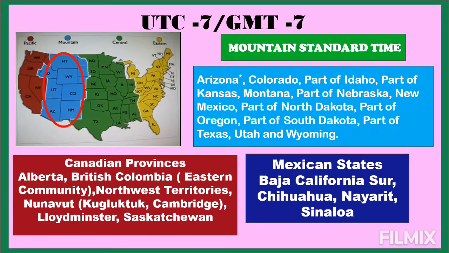If we compare it to the Philippine time zone, which is GMT positive 8, it means that the Philippines is 15 hours ahead during MST or Mountain Standard Time, from November to the second Saturday of March, and 14 hours ahead during Mountain Daylight Time or MDT, from the second Sunday of March until the first Sunday of November. But Arizona does not observe daylight saving time.